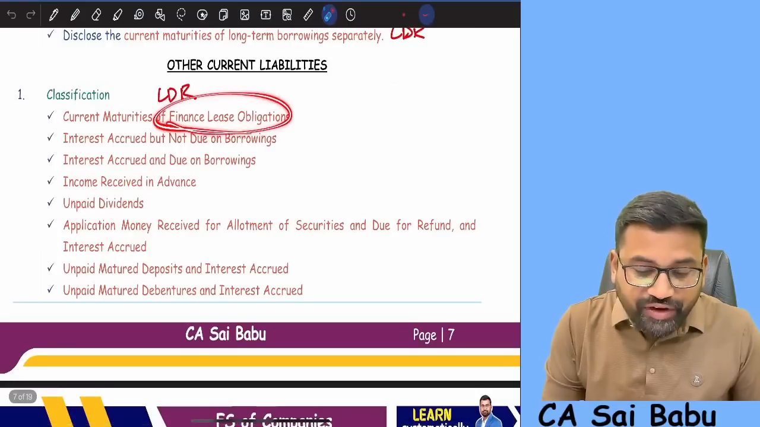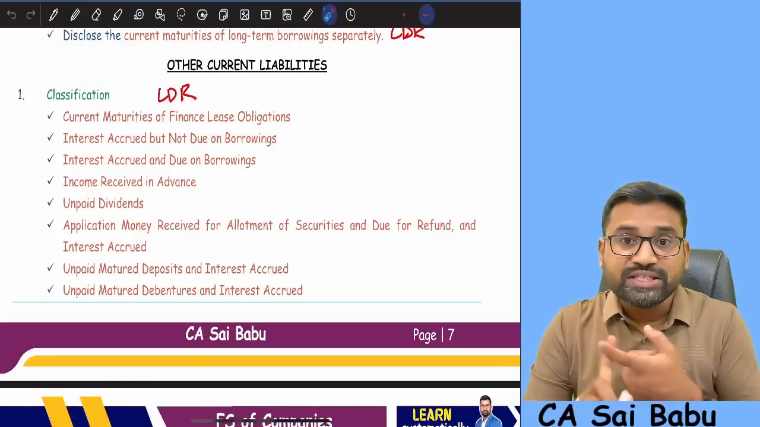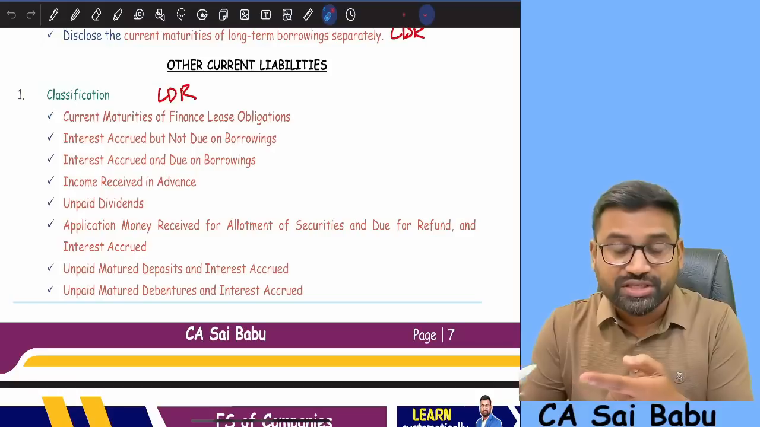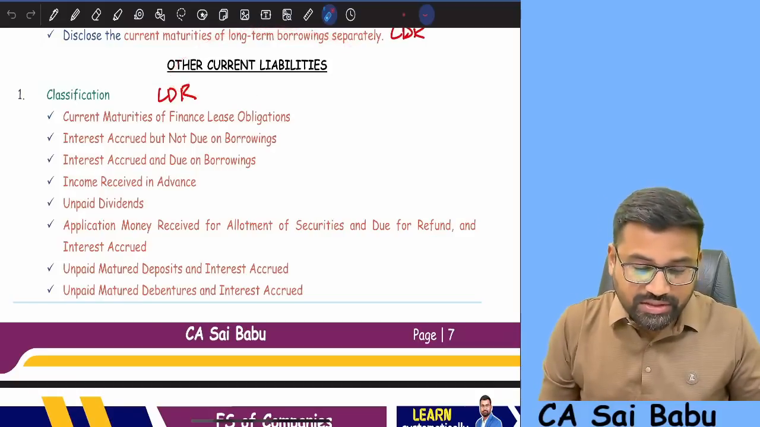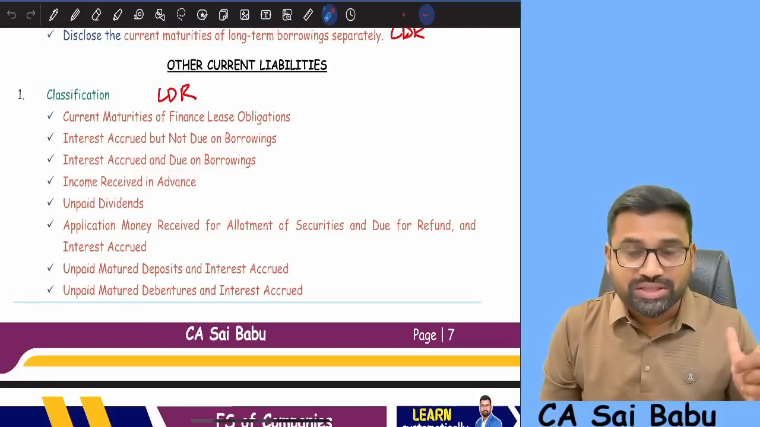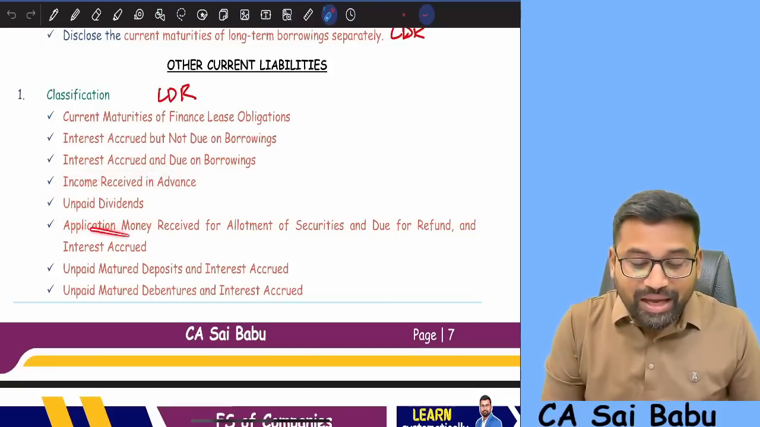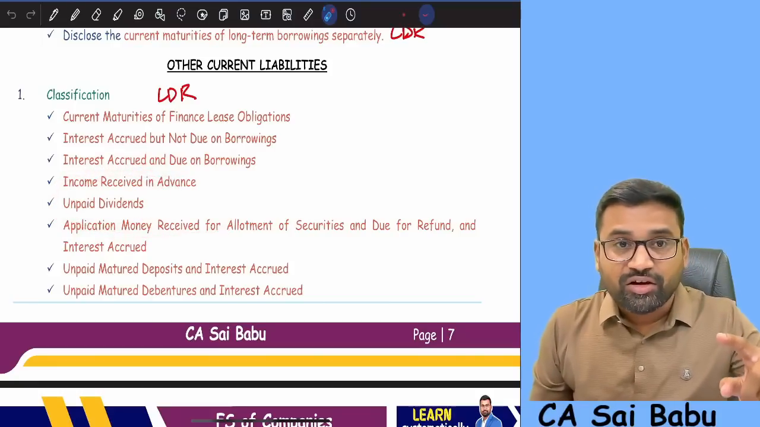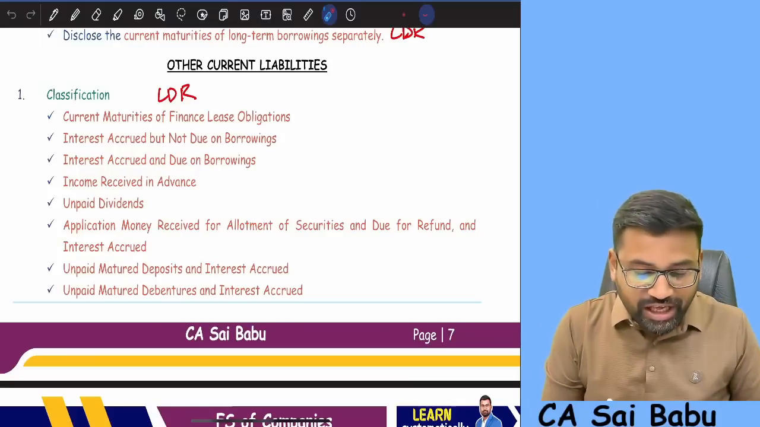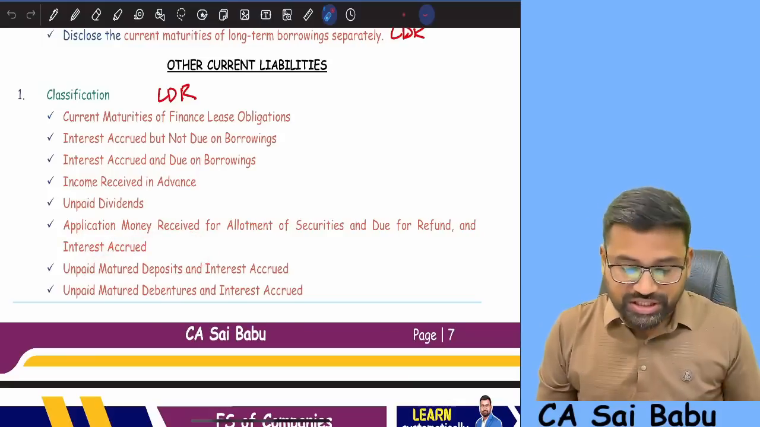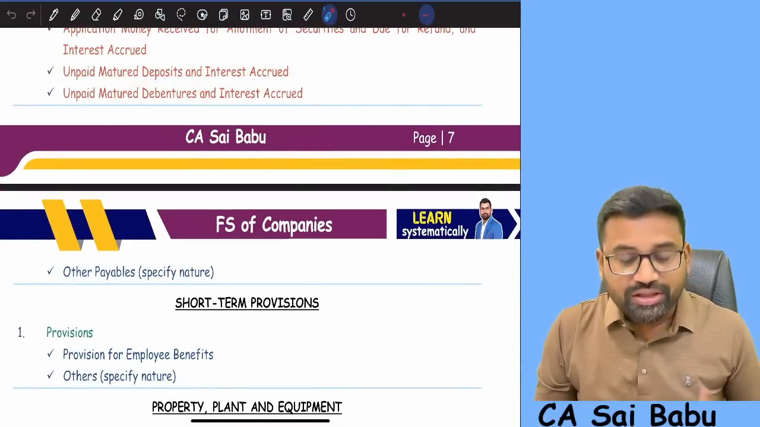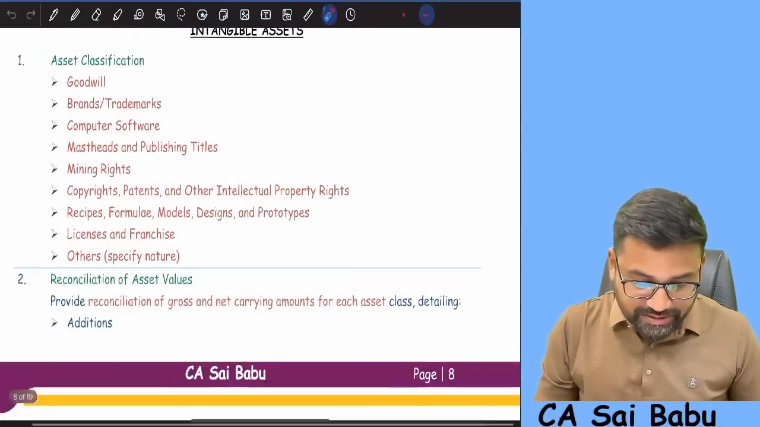Current maturities of finance lease obligation. If it is a finance lease, in respect of the finance lease obligation, if there are any current maturities, that will be part of other current liabilities. Interest accrued but not due, interest accrued and due, any income received in advance, any unpaid dividends, any application money received for allotment of securities and which is due for refund, and interest accrued thereon, any unpaid matured deposits and interest accrued thereon, unpaid matured debentures and interest accrued thereon, they are all part of other current liabilities.